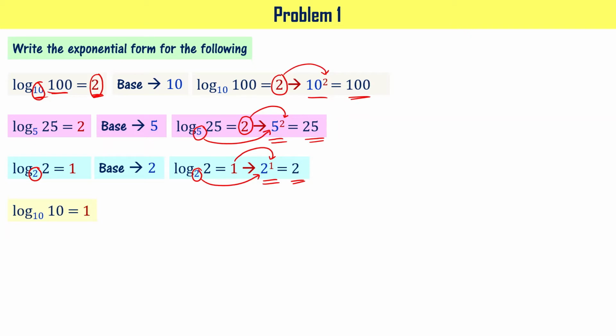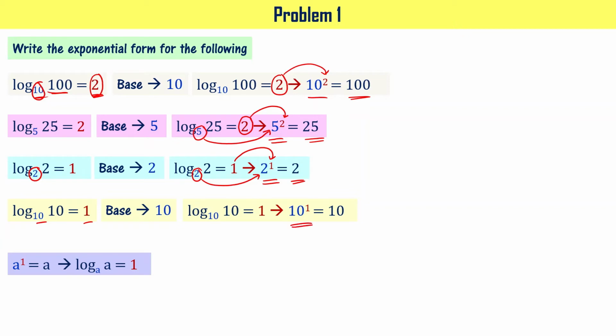Log of 10 to the base 10 equal to 1. In this particular case, base is 10, and we are going to write it as 10 power 1 equal to 10. When you observe these two examples, log of 2 to the base 2 equal to 1 and log of 10 to the base 10 equal to 1, you can say that log of a to the base a equal to 1, because a power 1 is equal to a, right? Please note this formula, log of a to the base a equal to 1.